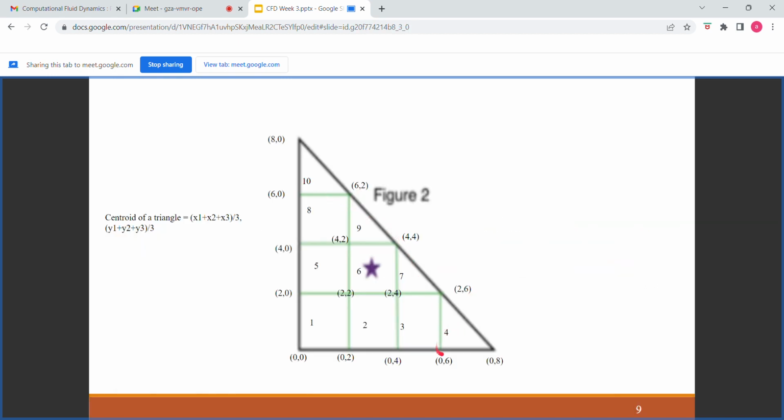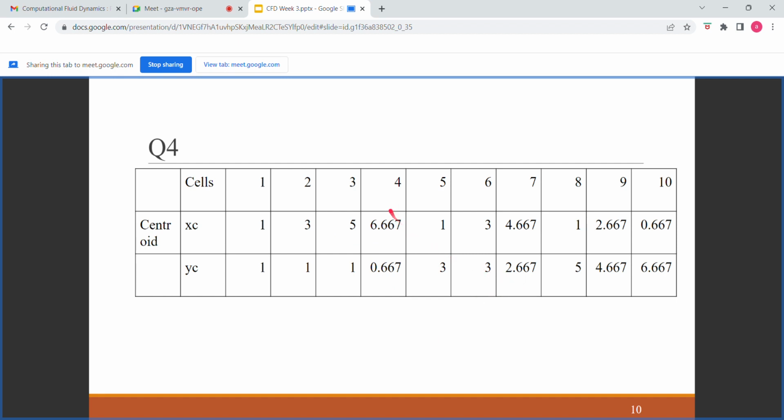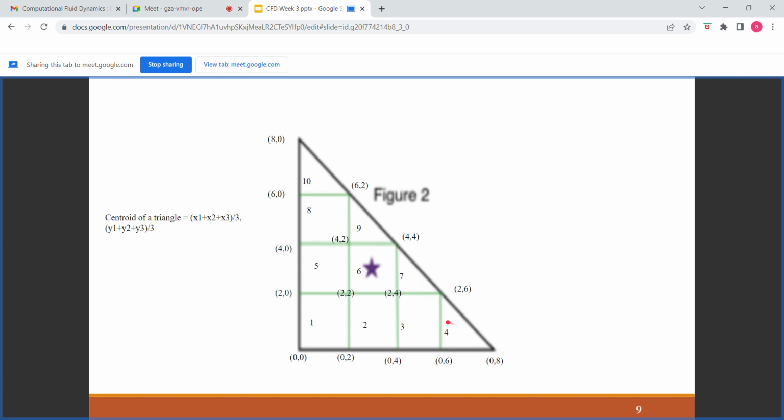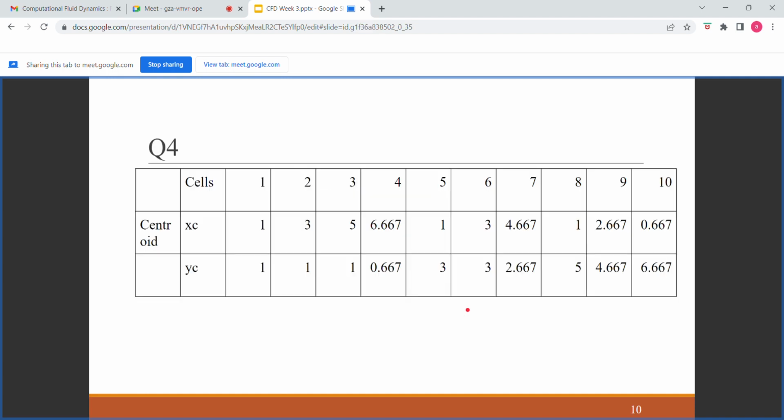For getting the centroid of cell 4, what we must do is sum up all the points of these vertices, so that for the x-axis it would be 6, 8 and 6. So it would be 6 plus 6 plus 8 divided by 3, that is 20 divided by 3, which is 6.67. So for the x-axis it is 6.67, and for the y-axis it would be 0, 2 and 0. So that would give 2 divided by 3, which is 0.67.